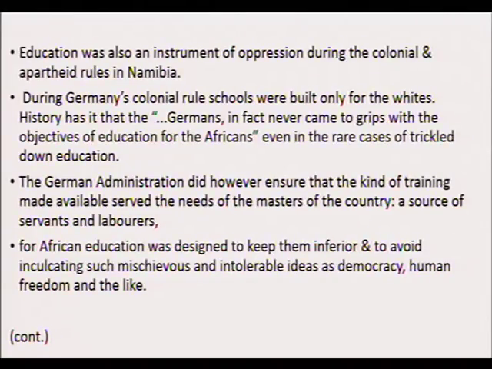During Germany's colonial rule, schools were built only for the white people, and history has it that the Germans in fact never came to grips with the objectives of education for the Africans, even in the rare cases of trickle-down education. The German administration did, however, ensure that the kind of training made available served the needs of the masters of the country, a source of servants and laborers. For African education was designed to keep them inferior and to avoid inculcating such mischievous and intolerable ideas as democracy, human freedom, and the like.